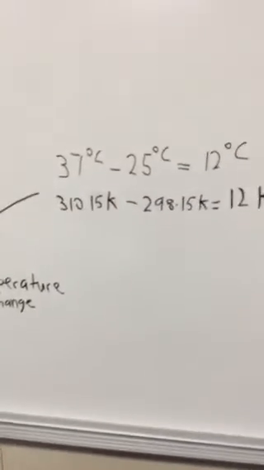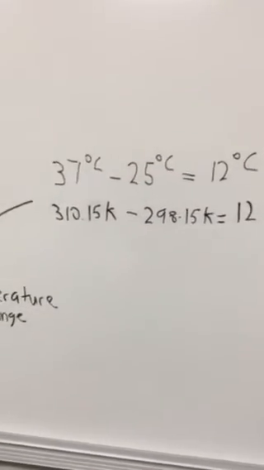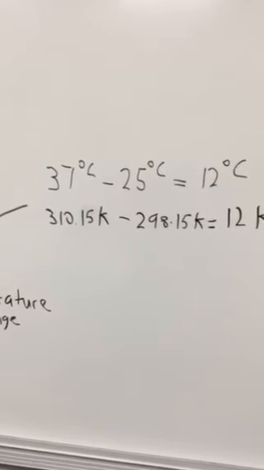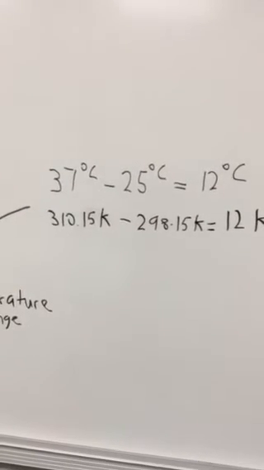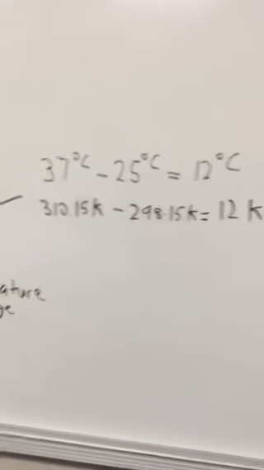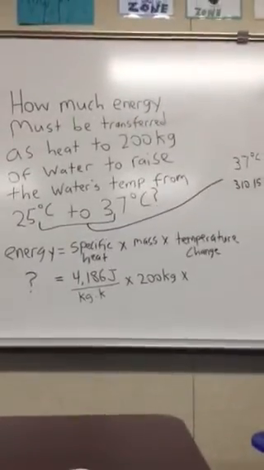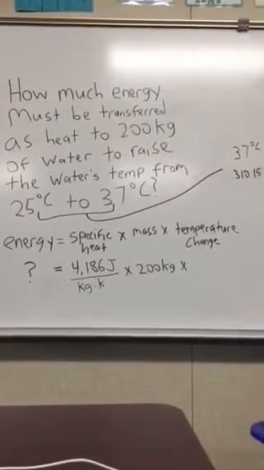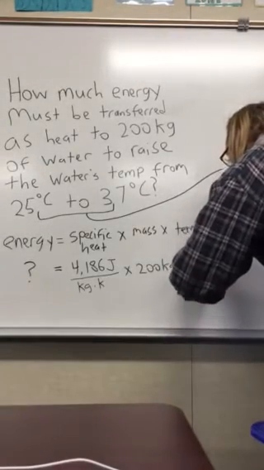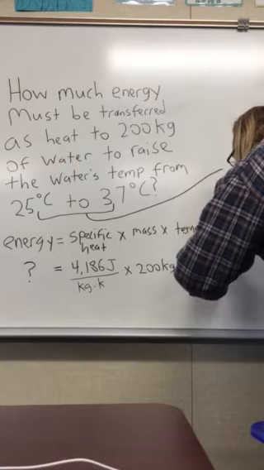It's the same difference, it's just a different scale. It's the Kelvin scale versus the Celsius scale. So there's different numbers, but the difference between those numbers is the same. Okay, so what do we have here? Well, we have our very last value that we need in order to solve this problem. So we need the temperature change, and we have it. Temperature change is 12 K.